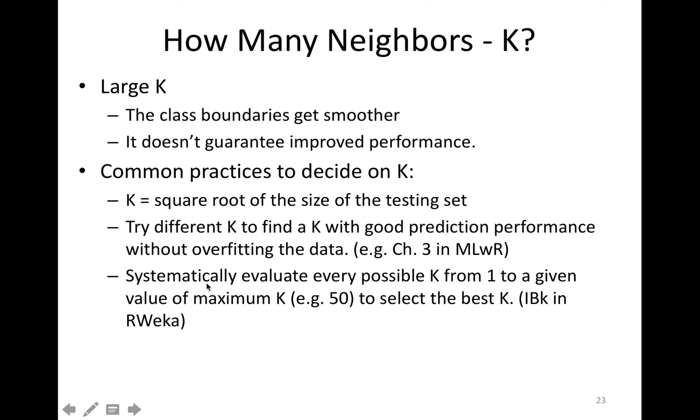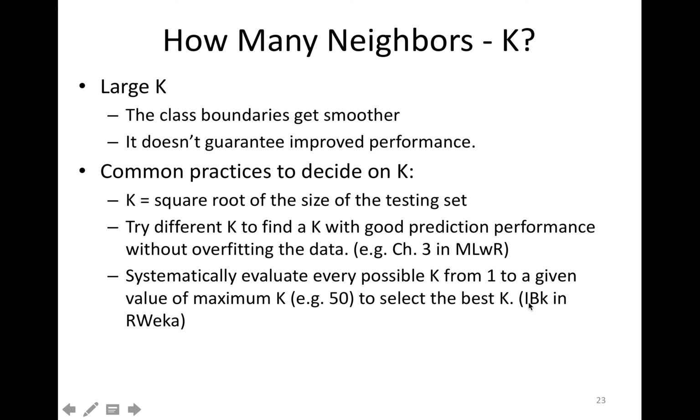The other one is, if there's some implementation already done, or if you would like to systematically evaluate every possible k. You don't do this to infinity, but give a reasonable maximum k and then start to evaluate from k equals 1, which means one nearest neighbor, to 2, to 3, and then up to the maximum value, and then select the best k. And some methods have provided this option.